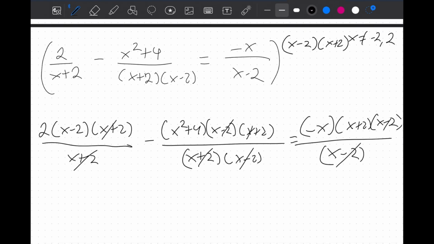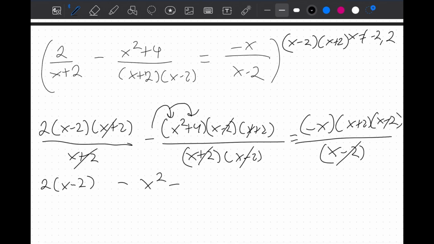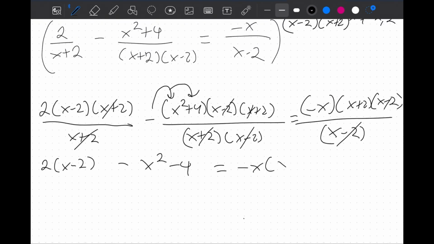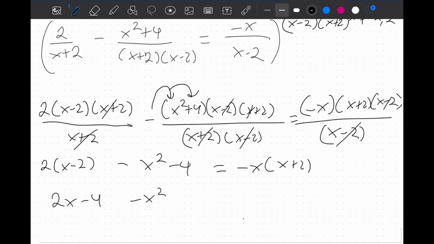And now I'm just going to clean this up. So it will just be 2 x minus 2 minus, remember the negative will go into both, so it would be minus x squared minus 4, and equals just the negative x plus 2. So then just clean it up, 2x minus 4 minus x squared minus 4 is equal to minus x squared minus 2x. So then I'm just going to combine any of the like terms that we have.